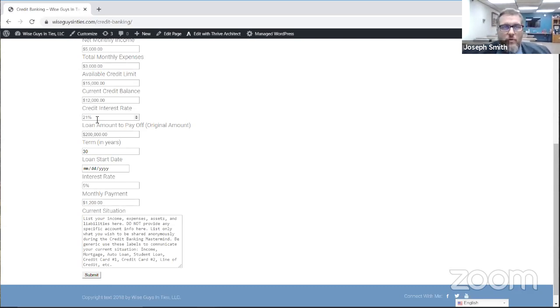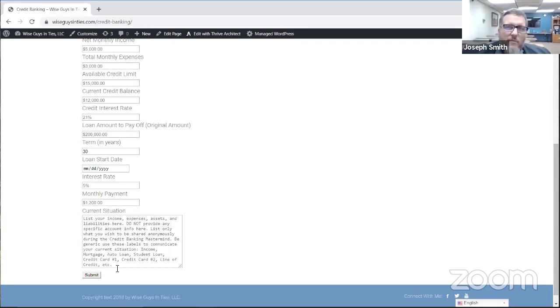Down here where it says current situation, you can itemize that all out if you want to, or you can just talk about your largest line of credit that you want to use to do credit banking. Then we have you talk about your loan that you want to pay off. Now, you might have multiple loans, and I only give you room here to put in one loan. But if you want to go over other loans, you can just put that down here in current situation.